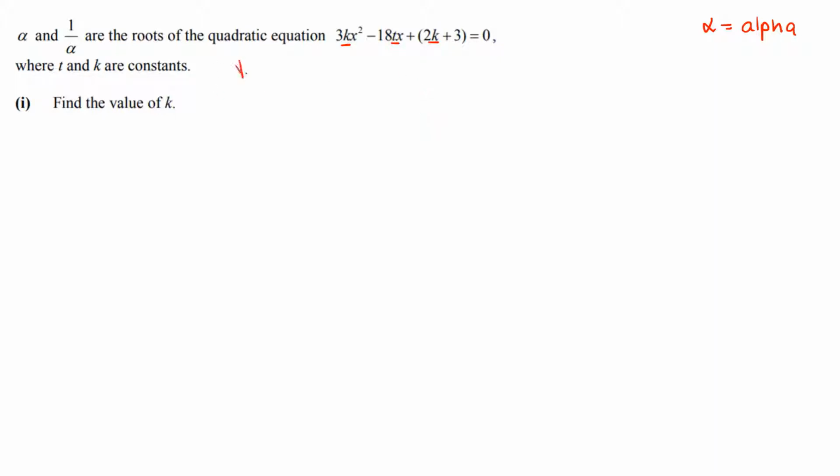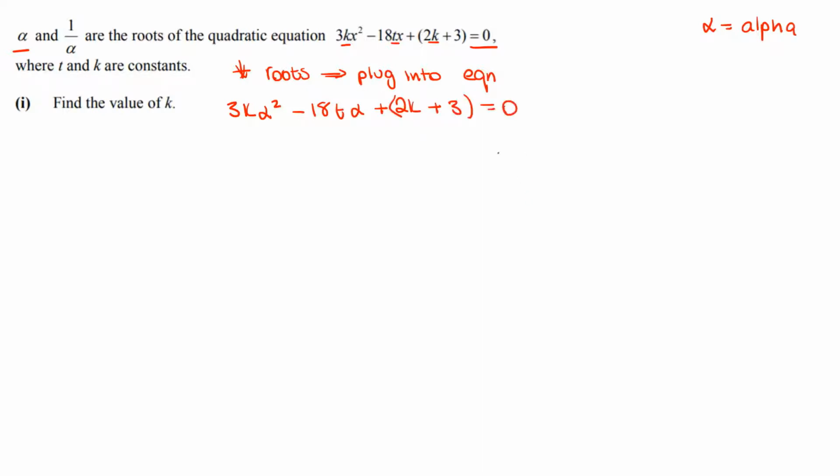So guys, the trick with this question is realizing for roots, when we plug it into the equation, we'll get 0. So we'll get 0 on one side and 0 for the other. So the equation is true. So if I plug in the first one, alpha, into the equation, everywhere I see an x, we're going to get 3k alpha squared, because there's an x squared, minus 18t, and then we're going to get alpha, plus 2k plus 3. And we know that's going to be equal to 0.